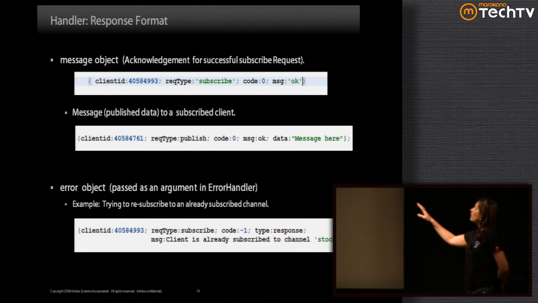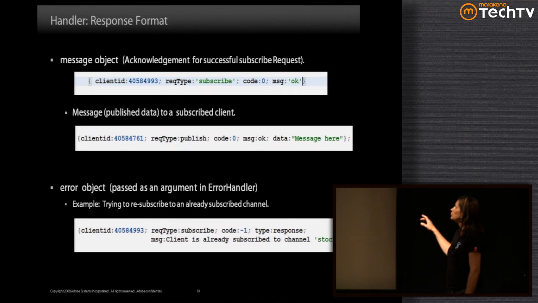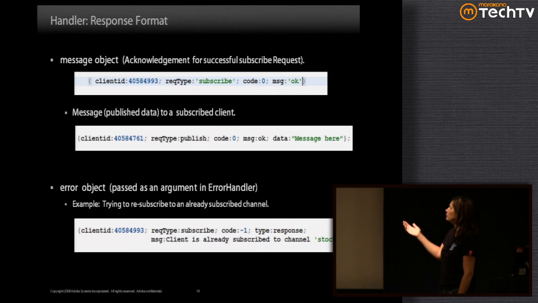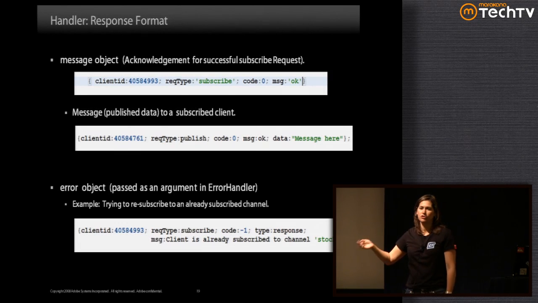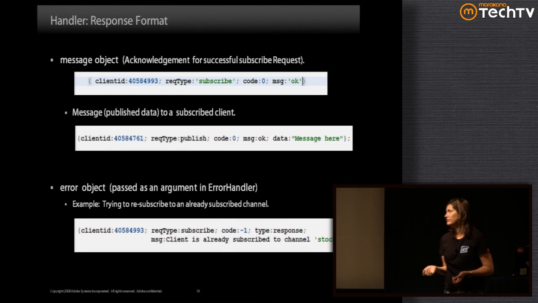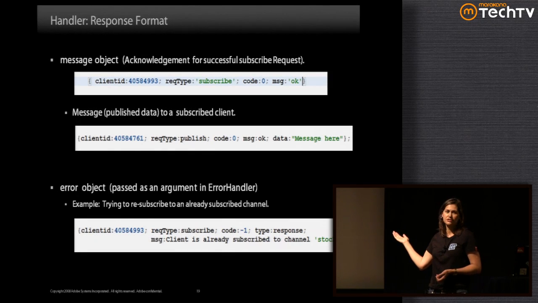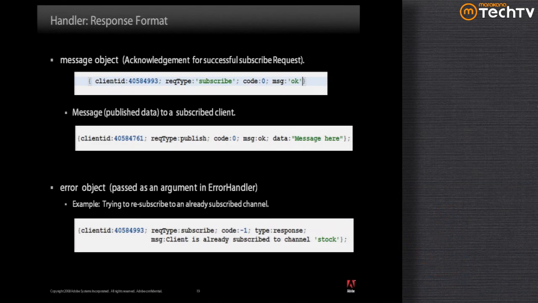I want to let you know what the format of the responses are when you do send a subscribe, for example. You'll get an acknowledgement back from the server that gives you this type of format here. You can see the request type is defined. There's a client ID associated with it, as well as a message response, which is okay, typically if it's okay. And then an error message would be in this format below, and you'd get a message back saying that the client has already subscribed, or whatever the error message is. And these are the responses back from these particular handlers that we've already set up.